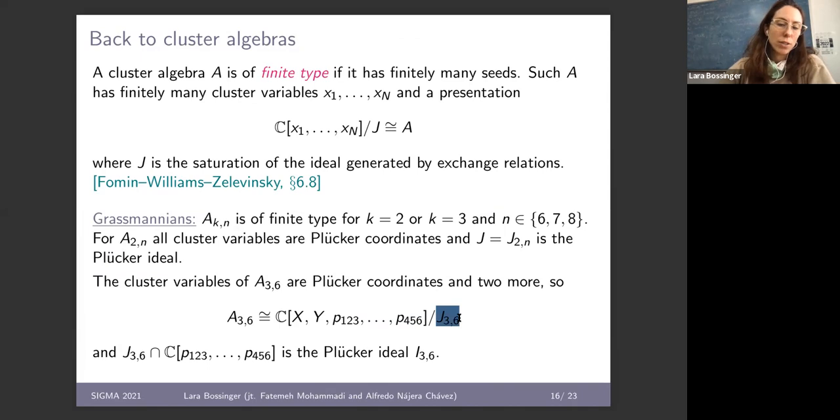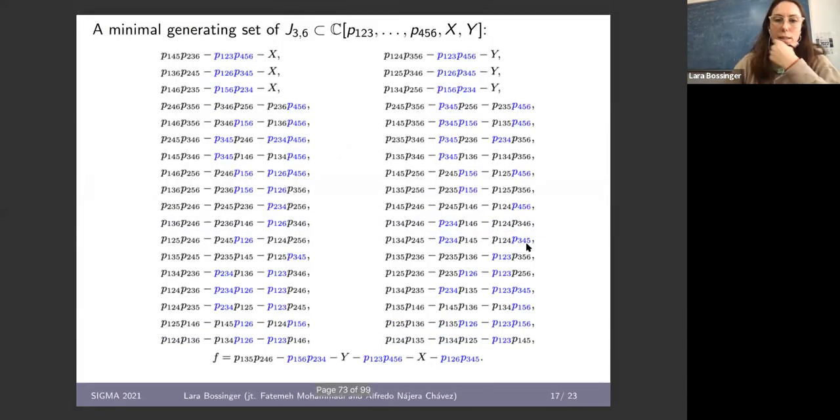Well, this ideal J36 is a bit bigger. It lives in a bigger polynomial ring than the Plücker ideal, but I can recover the Plücker ideal by eliminating the variables x and y. So here's an example of this ideal, a generating set for this ideal for the Grassmannian 3,6.